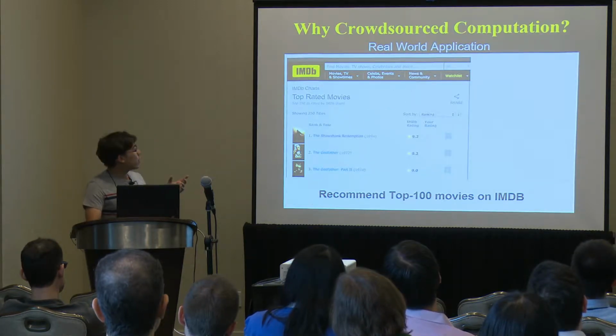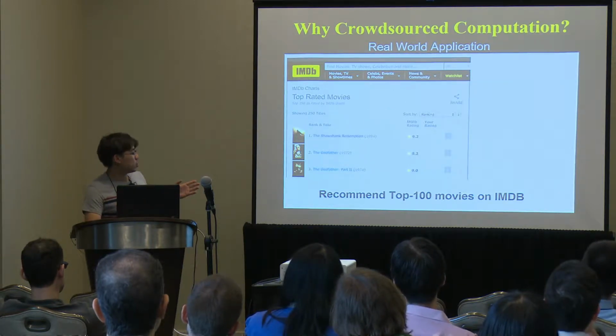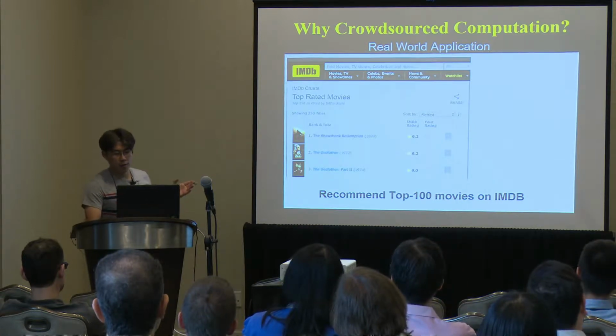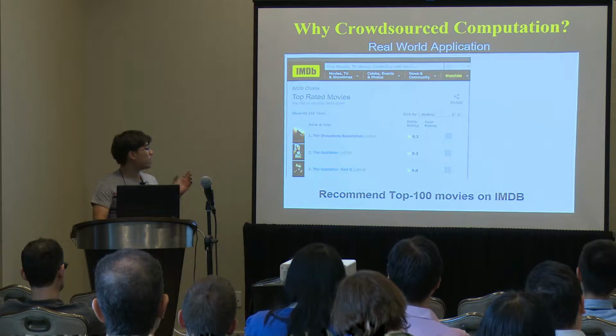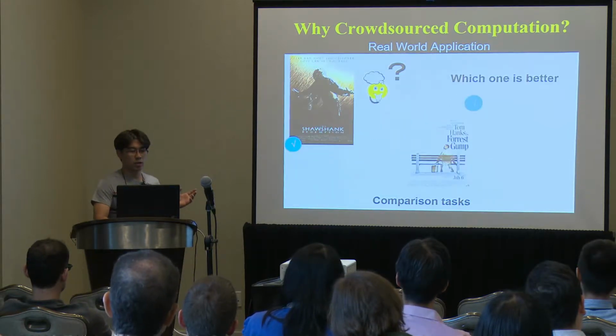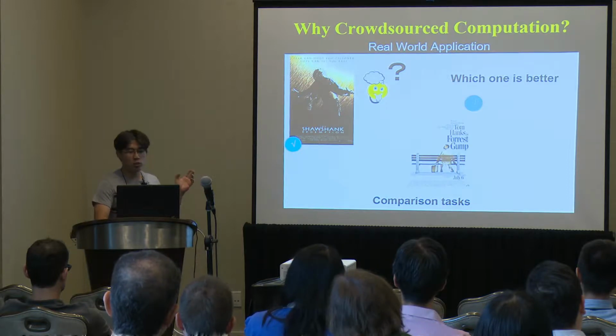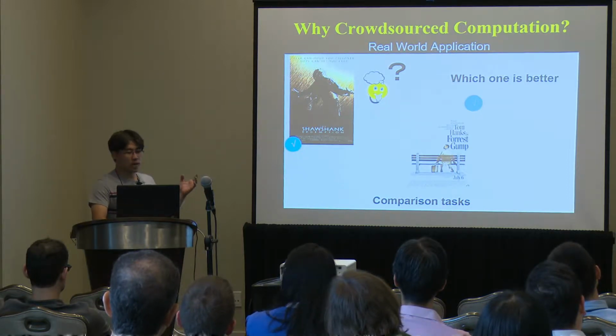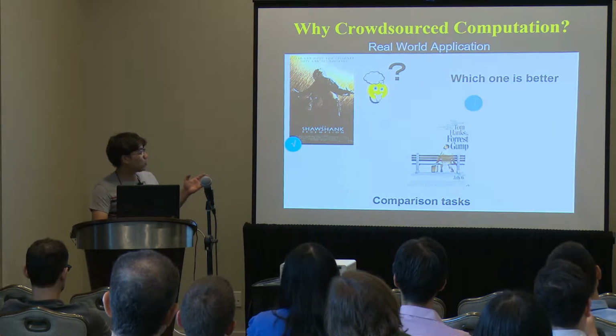For example, if you want to recommend the top 100 movies on IMDb, we need to consider many factors. In general, we consider three types of tasks. The first is the comparison task. For example, the worker should judge which one is better, The Shawshank Redemption or Forrest Gump.